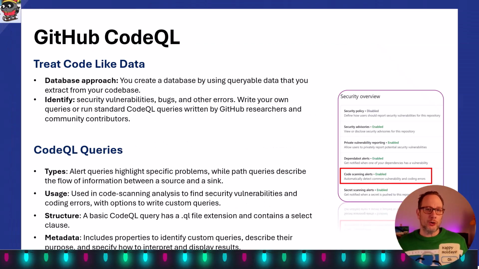CodeQL tries to treat your repository code like data, starting from creating a database by using queryable data that you can extract from your code base. You can create your own custom queries or rely on a set of standard queries provided by GitHub researchers and community contributions. The scanning is available for most common development languages. With CodeQL, you can detect security issues and coding errors, and use custom queries.